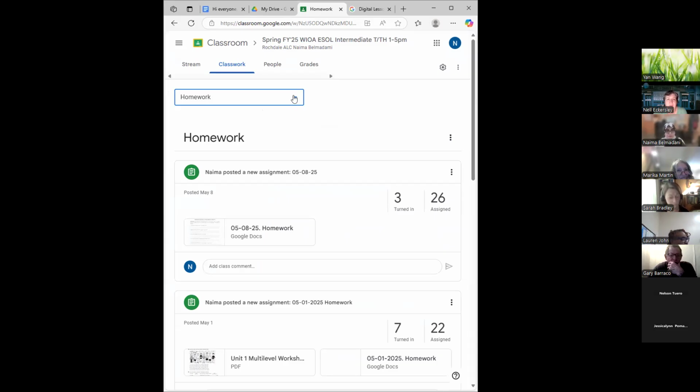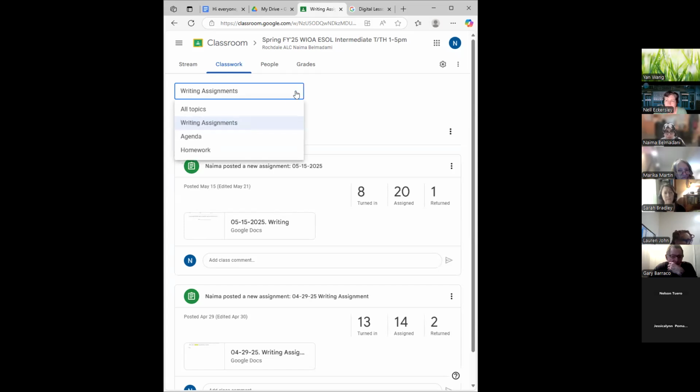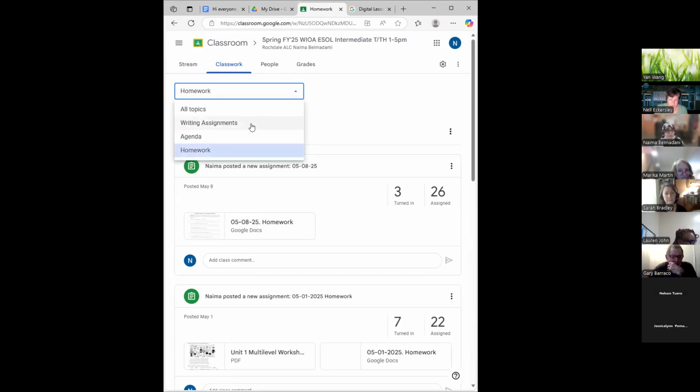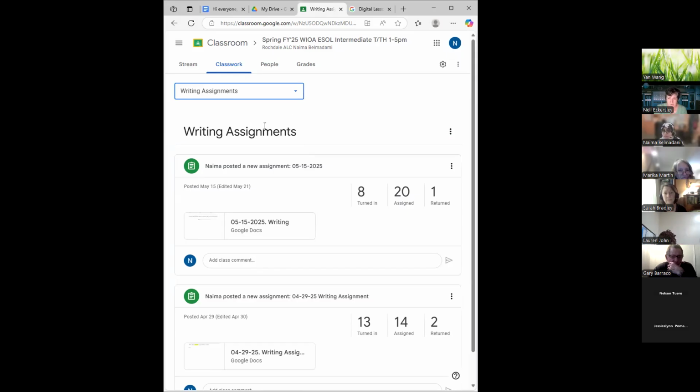So basically here in Google Classroom, I organize everything. I share all topics, like here's our agenda, if they're looking for this, or looking for homework or writing assignments. We also provide a digital class at this center, where students come for 2 hours a week and work on their digital skills.